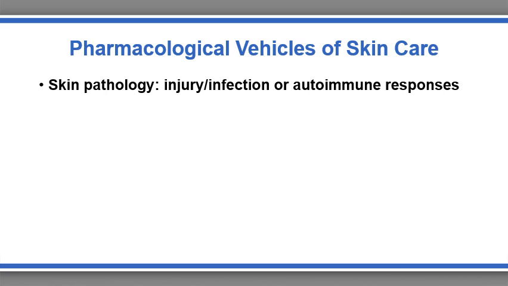When we're looking at skin pathology, we're dealing with either an injury, an infectious type pathology, or autoimmune responses. The injury or infection disrupts the natural antimicrobial properties of the skin, and the autoimmune responses, particularly to antigens, disrupt the anti-inflammatory property of the skin. Ideally, our skin functions as part of our immune system. It has antimicrobial properties to it.